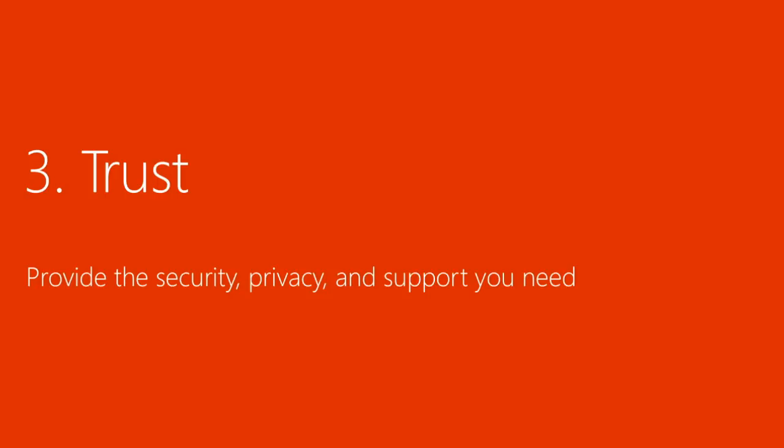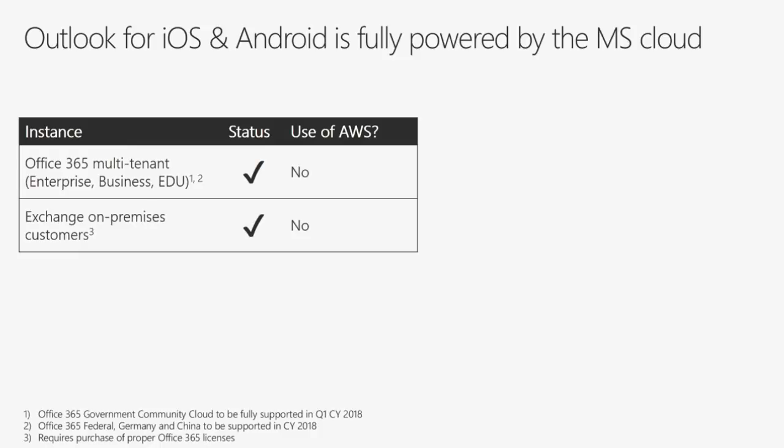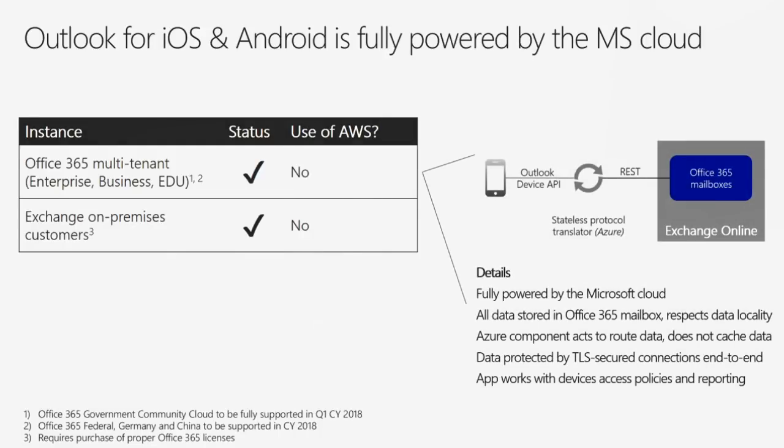But first, I want to cover one slide on Outlook mobile architecture as it relates to trust, because perhaps the number one question that we have gotten over the last 2 years when we've come to Ignite and talked about Outlook Mobile is simply, when is Outlook Mobile and the Outlook mobile architecture going to be fully powered by the Microsoft Cloud and no longer using AWS?